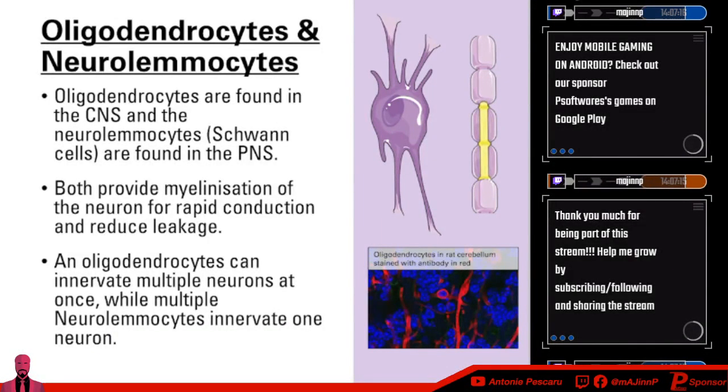Oligodendrocytes finally, and the neurolemmocytes. Finally, the last type of supporting cells are these guys. The oligodendrocytes are mainly found in the central nervous system, whereas the neurolemmocytes, most likely known as Schwann cells, are found in the peripheral nervous system. So, to determine what you're looking at here, you see the big blob right there, the big purple blob.